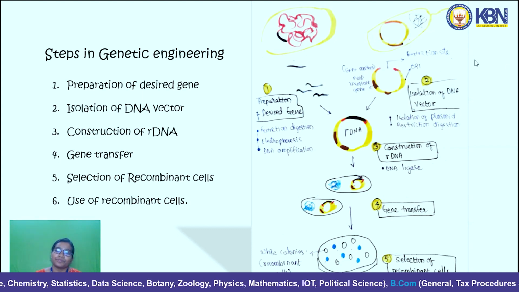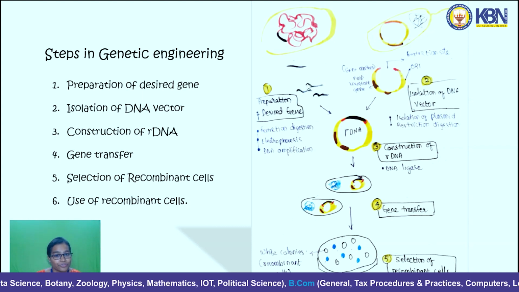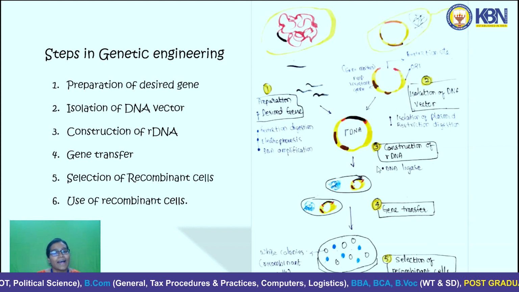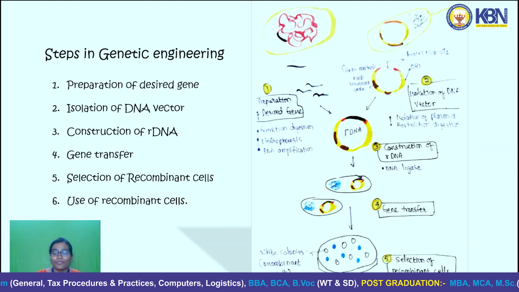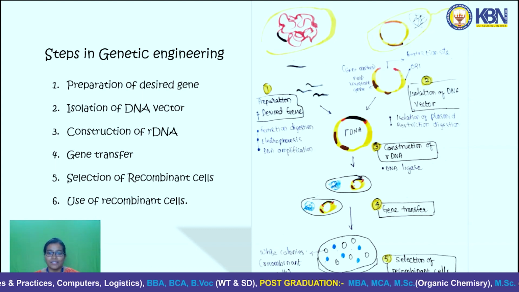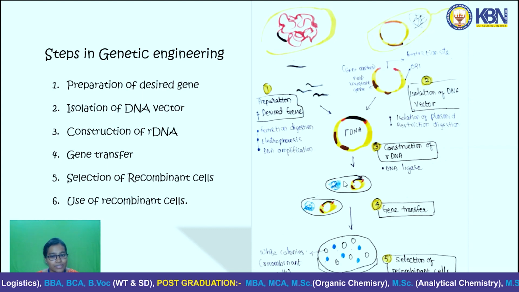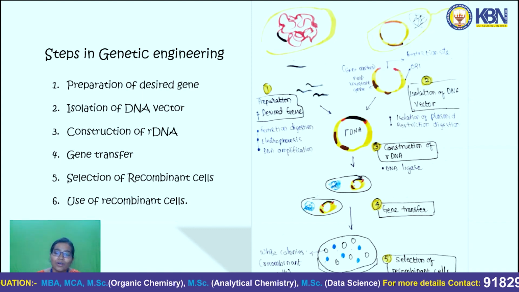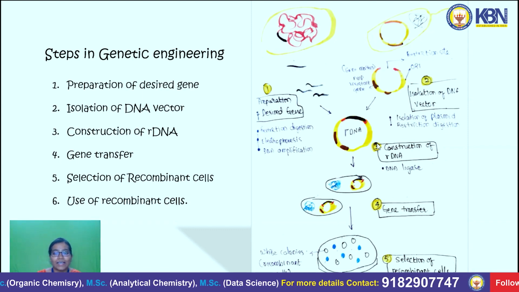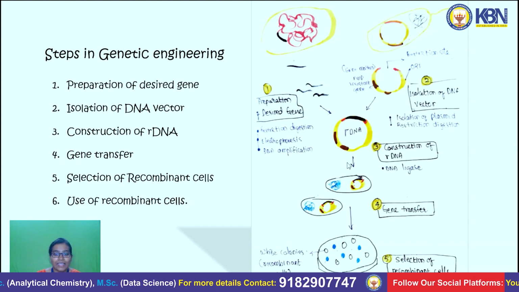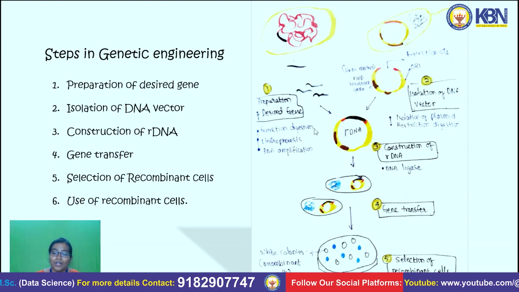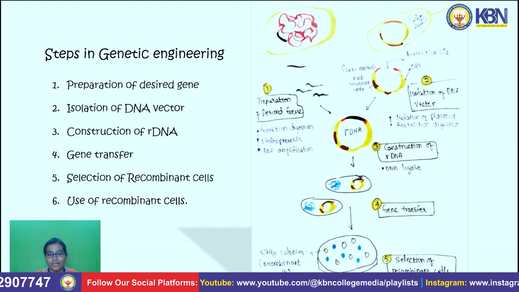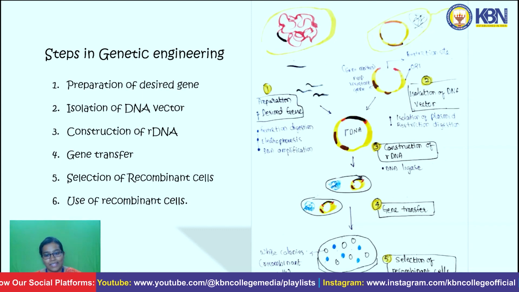Because we want to insert the gene of interest, the desired gene, into the host cell, we need a vehicle to carry our desired gene. Why? Because if we insert the DNA directly into the cell, it might reject the DNA because it is foreign. It doesn't belong to the host cell. That's why we need a carrier which imitates the host cell and which transports, as a vehicle, carefully and precisely delivers the desired gene into our host cell.